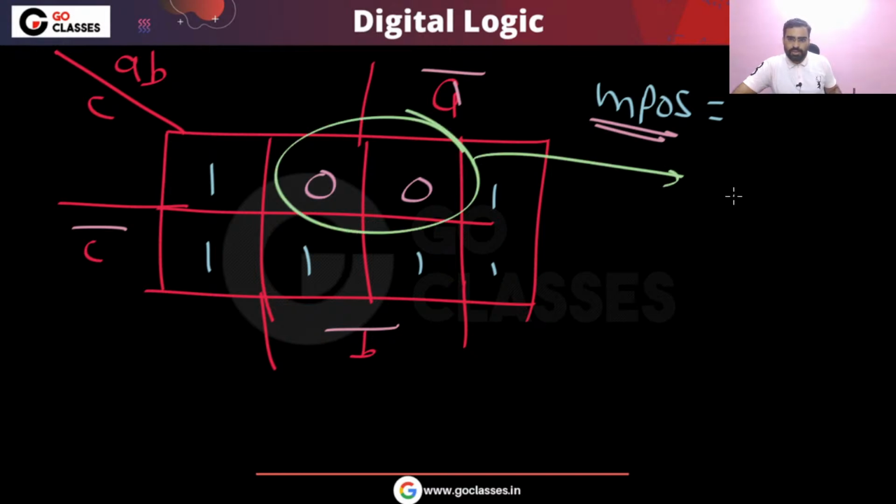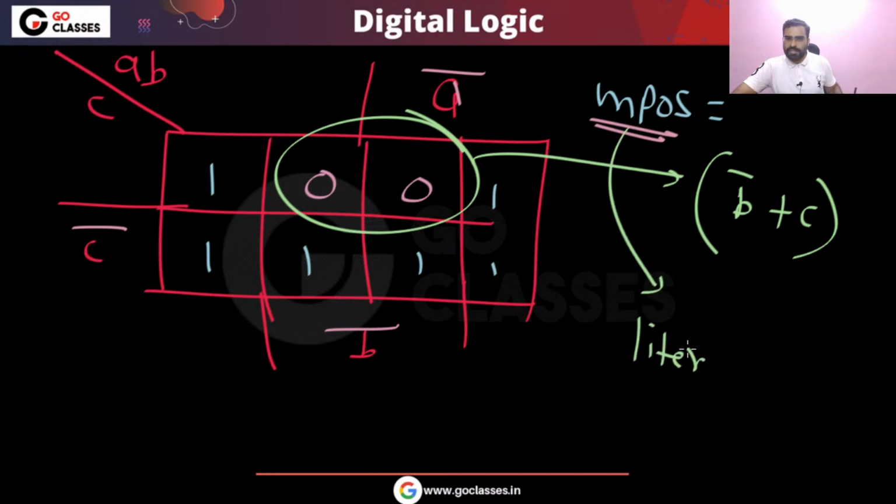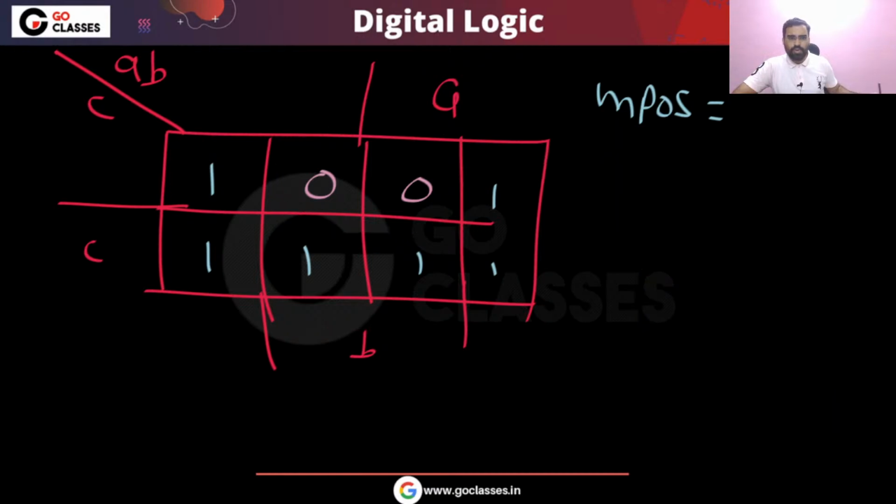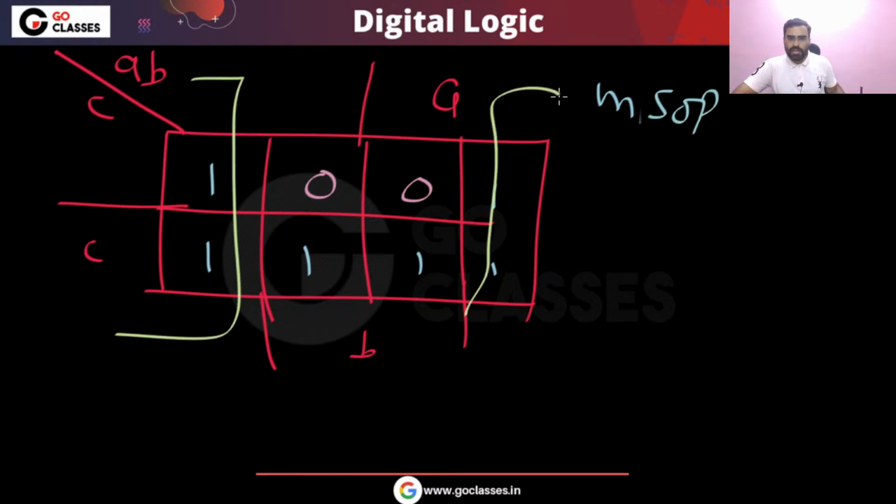So you will cover zeros. So this is in the area of B bar or C. So you can notice in this, what is the literal count? The literal count is 2. But if you find minimum SOP in the same question, then you will cover ones. These ones you will cover.